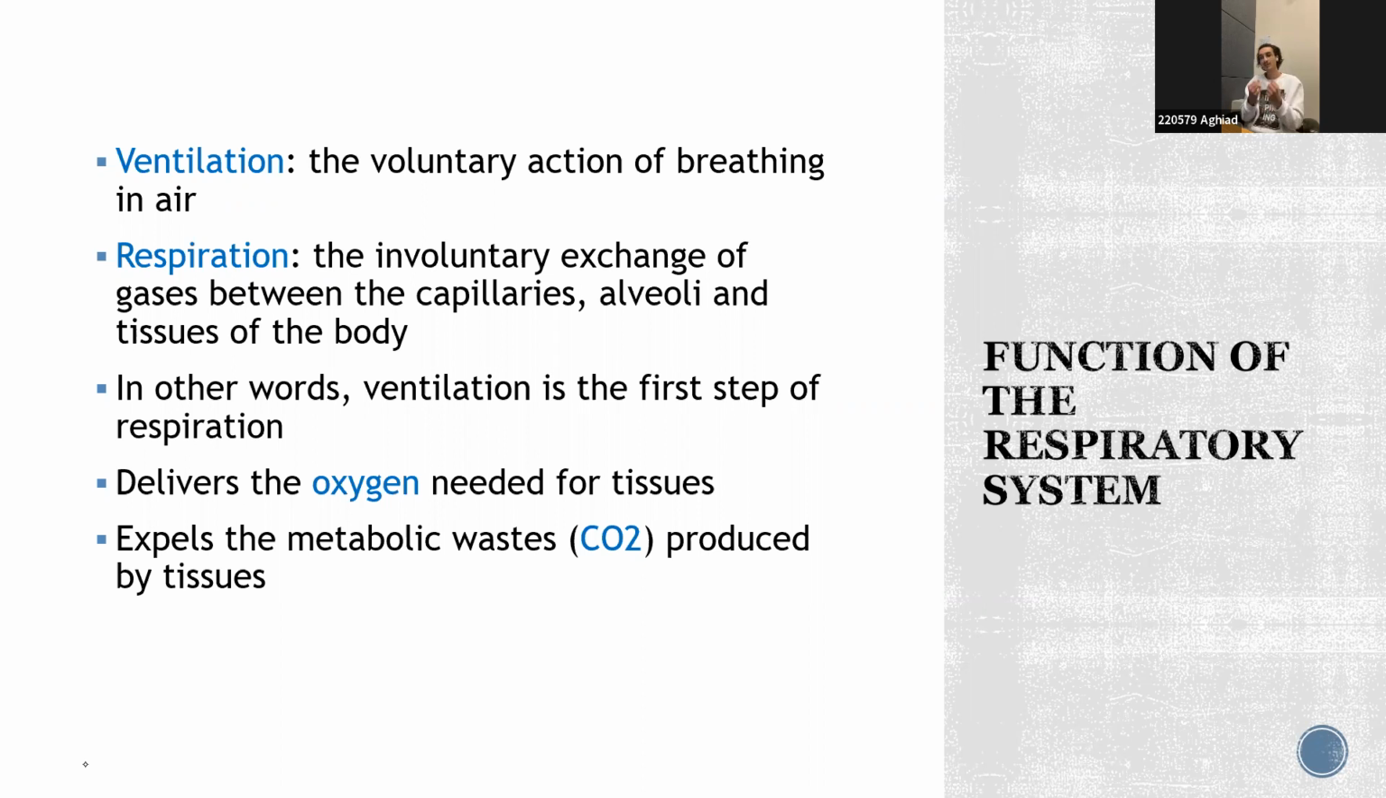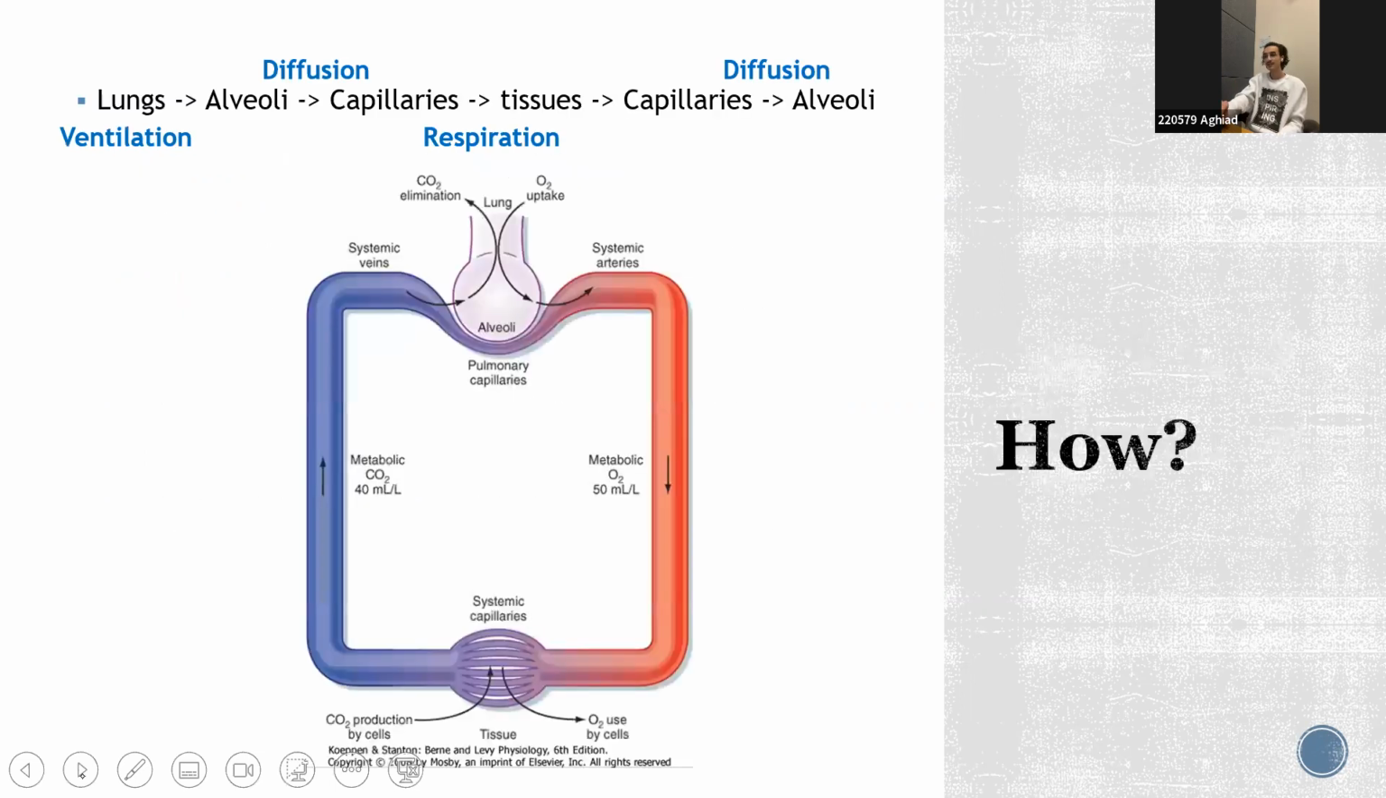It also expels the metabolic waste, carbon dioxide being the main one, produced by the tissues. The tissues have met their metabolic needs and want to get rid of the metabolites such as CO2. And how do you do that? By the ventilation system. Basically, it's just the movement of air in and out. I hope that is clear. If it's not, please stop me.